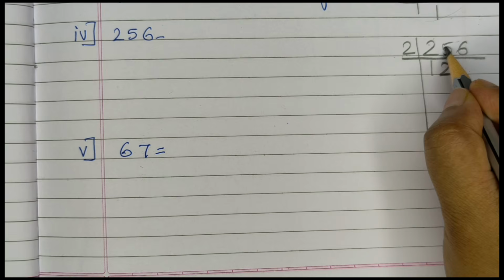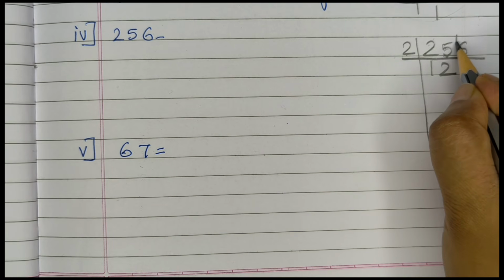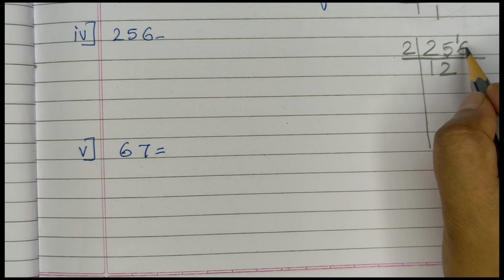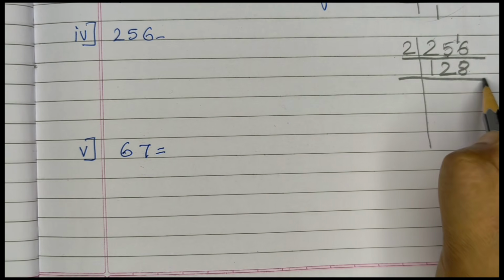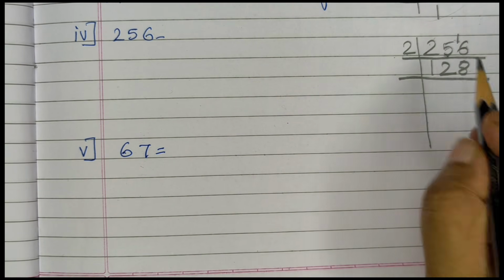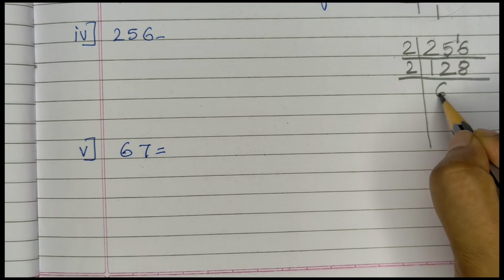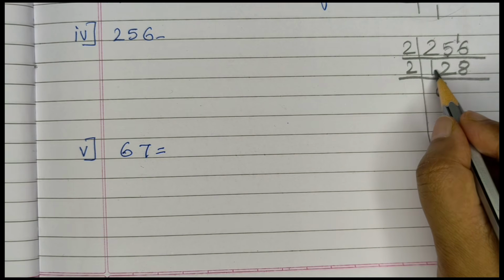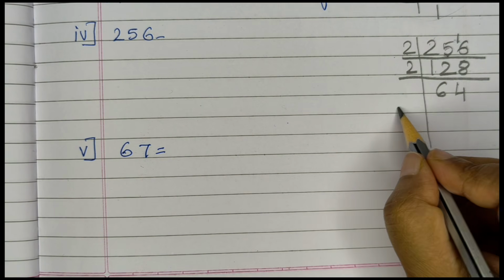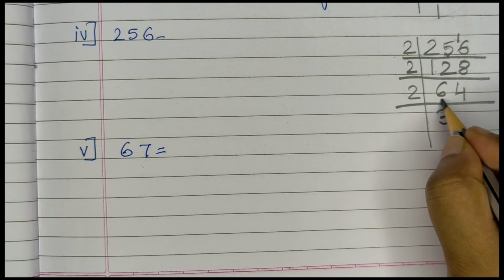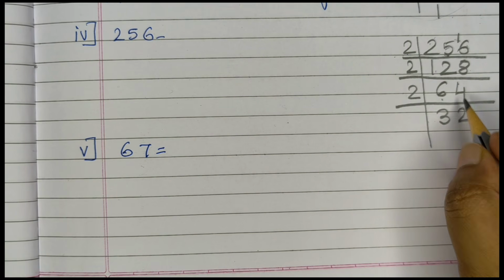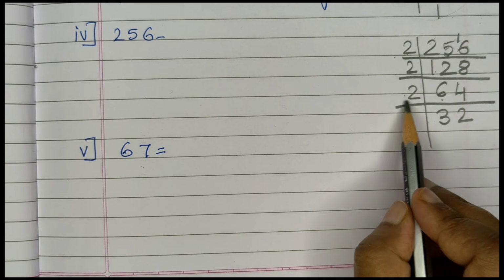If 4 is there in this, how much is remaining? 1 is remaining. Carry 1 to the next number, that becomes 16. 16 is divisible by 2. 2 8s are 16. Again, last number is 8. Again in the 2 times table, 2 6s are 12 and 2 4s are 8. Again the last number is 4. Again we can take 2. 2 3s are 6 and 2 2s are 4.